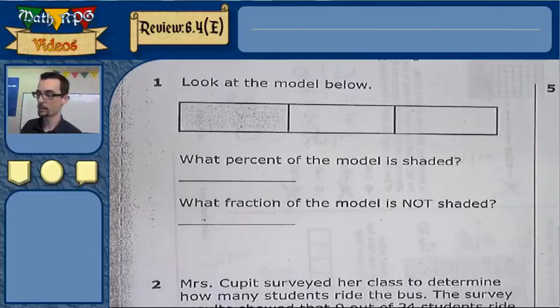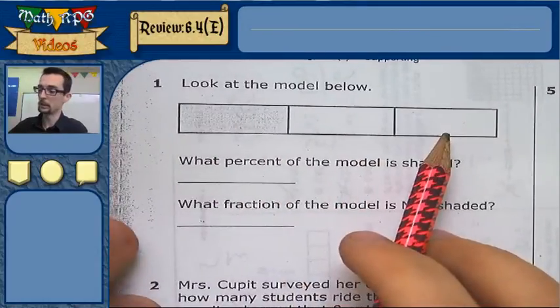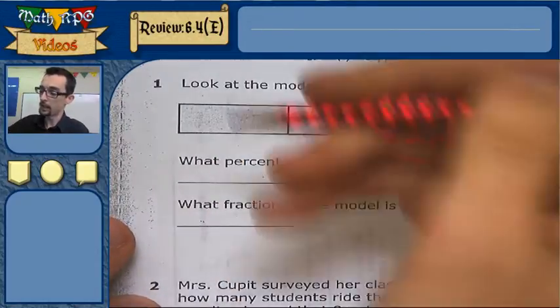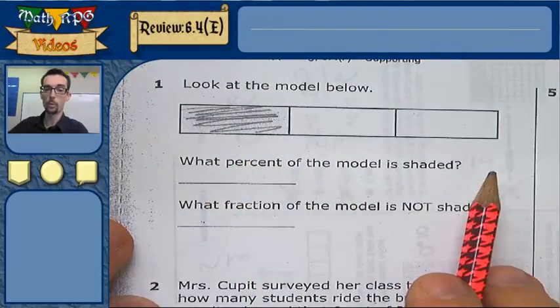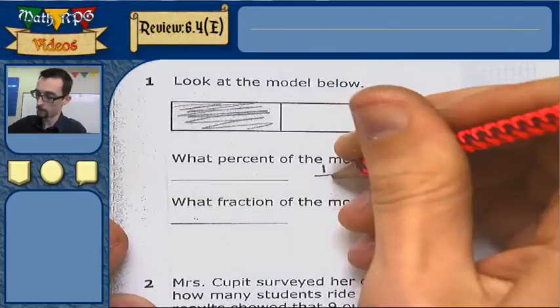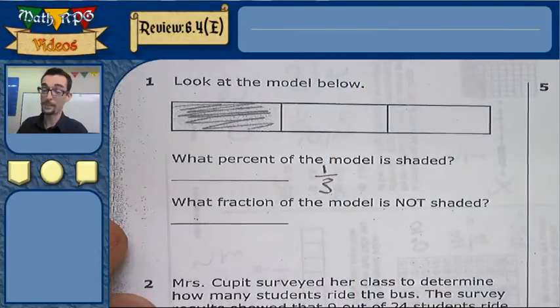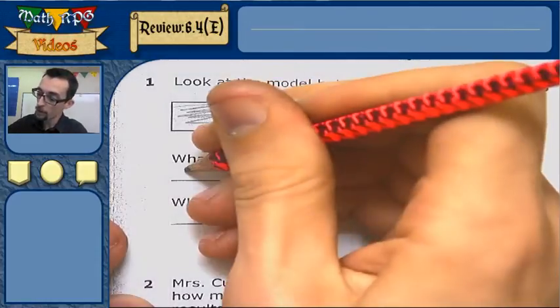Okay, I'm looking at standard 6.4e, the introduction page, and this is about converting decimals to fractions to percents. If I take a look at this bar model, this strip diagram is what we call it in class, I can see that it has three total parts of it, and one of them is shaded. So that is 1 out of 3. And we memorized our benchmark fractions. 1/3 is the same as 33%.